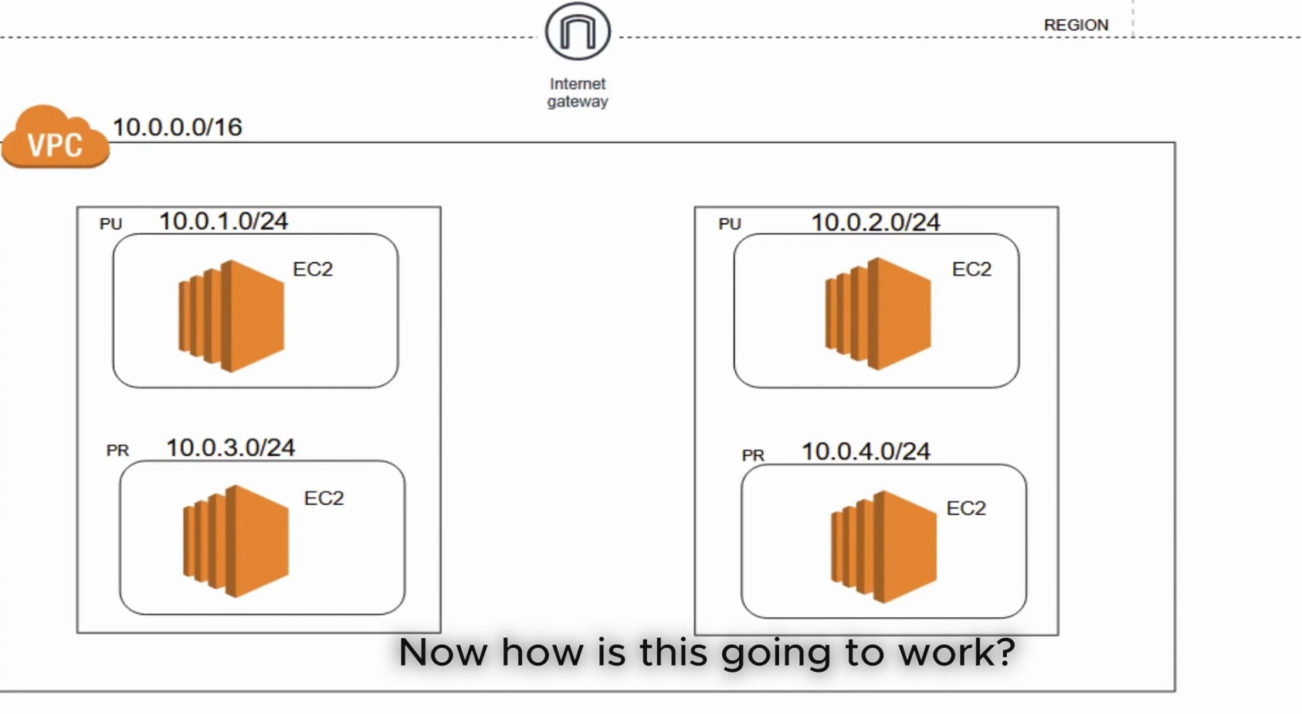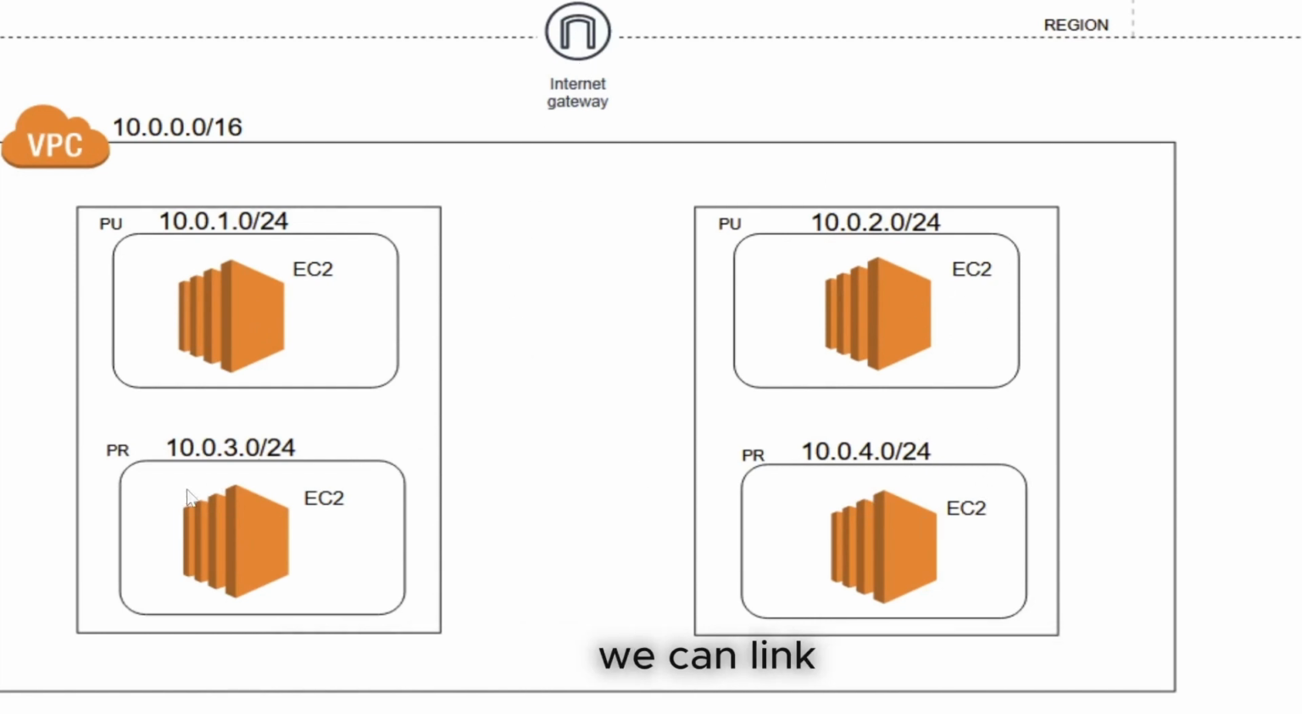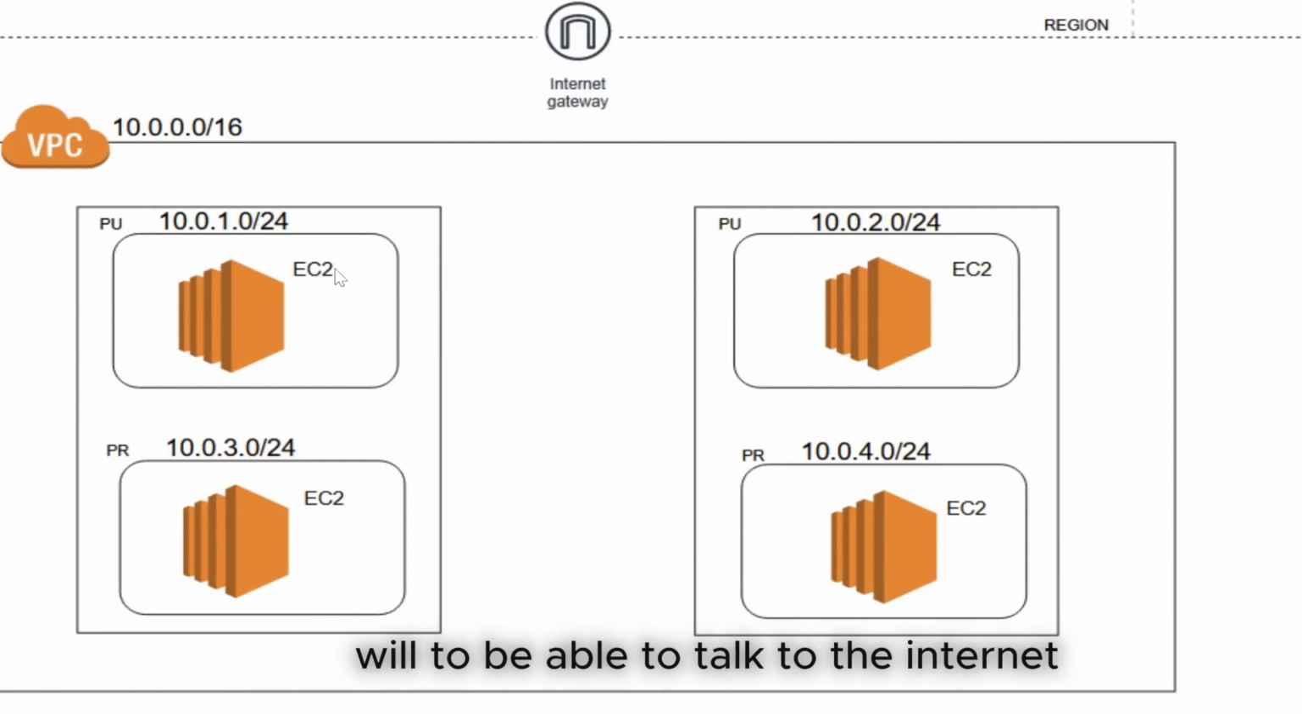Now, how is this going to work? Remember, resources in the VPC can talk to each other. So our EC2 instances can talk to each other. And with our route table, we can link our public subnet with our internet gateway. Therefore, the instances in the public subnet will be able to talk to the internet.